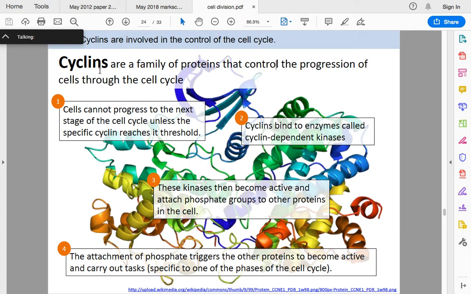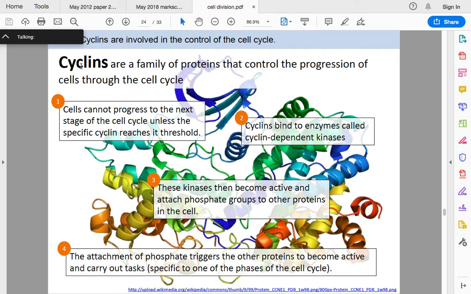Today I'm going to explain about cyclins. Cyclins are involved in the control of the cell cycle. Cyclins are a family of proteins that control the progression of cells through the cell cycle. First, we need to know that cells cannot progress to the next stage of the cell cycle unless the specific cyclin reaches its threshold. Last class we studied mitosis, right?